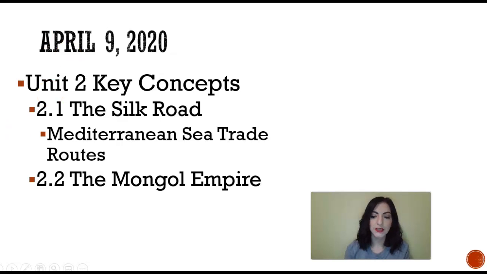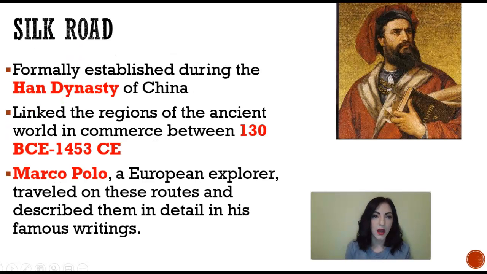All right, so we'll go ahead and get started with the Silk Road. It was formally established during the Han Dynasty of China. What it did is that it linked regions of the ancient world in commerce, which is another word for trade, or business, between 130 BCE all the way up to 1453 CE. And it marks about 1453 CE because that's going to be pretty much the fall of the Byzantine Empire. The Ottomans are going to go in and take over, and then there's a whole bunch of chaos that's going to ensue, but that's a little bit later on.